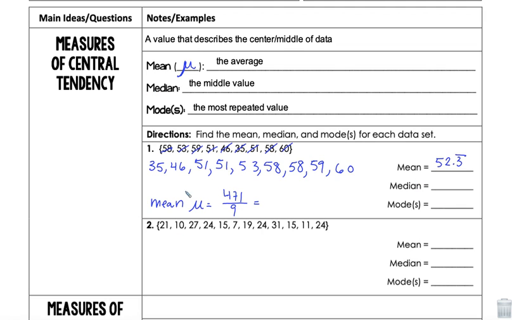The median is the middle value, so I want to find the most middle value, so I'm just going to cross them out from outside in until I get the middle value, 53. And the mode is going to be the most repeated value. There could be more than one, and for this problem, you can see that 51 is in here twice, and so is 58. Those are the most repeated values, so 51 and 58 are the modes for this set of data.